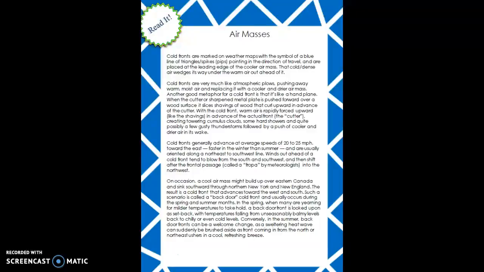On occasion, a cool air mass might build up over eastern Canada and sink southward through northern New York and New England. The result is a cold front that advances toward the west and the south. Such a scenario is called a backdoor cold front and usually occurs during the spring and summer months. In the spring, when many are yearning for milder temperatures to take hold, a backdoor front is looked upon as a setback, with temperatures falling from unseasonably balmy levels back to chilly or even cold levels.